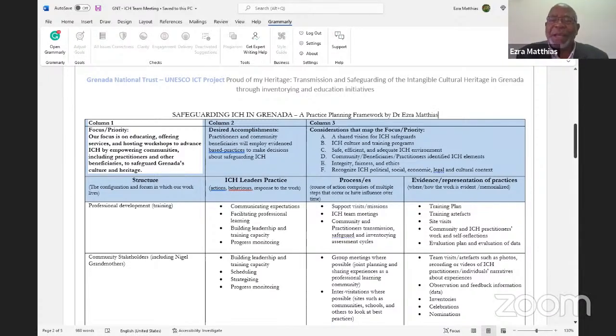We need community beneficiaries, practitioners identifying the elements, because ICH work is inconceivable without community involvement. And in our work, there needs to be integrity, fairness, and there was a lot of discussion about ethics. And lastly, which is something that dominated the proceedings during the course of the week, is the context in which we work. It's political, it's social.